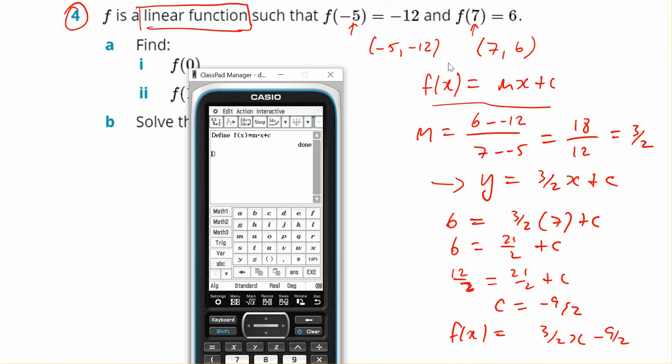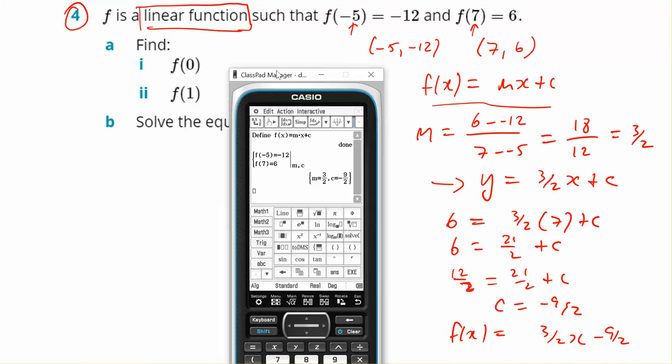Now I've got two points, two equations. I can solve these simultaneously because I have two unknowns: m and c. So I can sub in the coordinates in the function notation. f of -5 equals -12. I don't need to physically do this by hand. The calculator does it for me. And f of 7 equals 6. And what am I solving for? I'm solving for m and c. Great. Can you see we've got exactly what we're after? m equals 3 over 2, c equals -9 over 2.